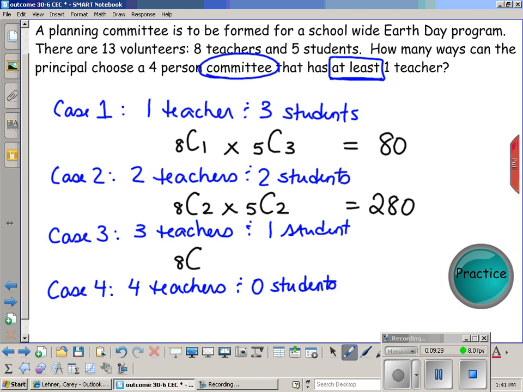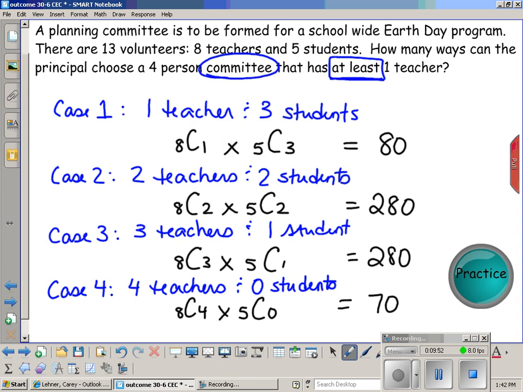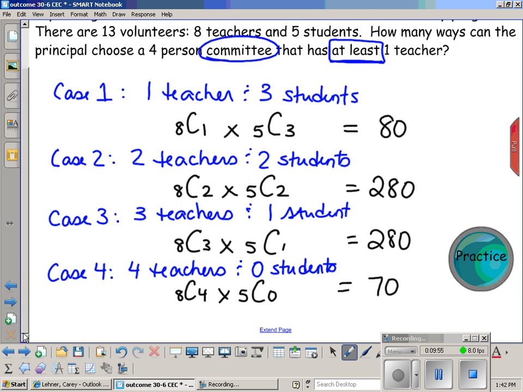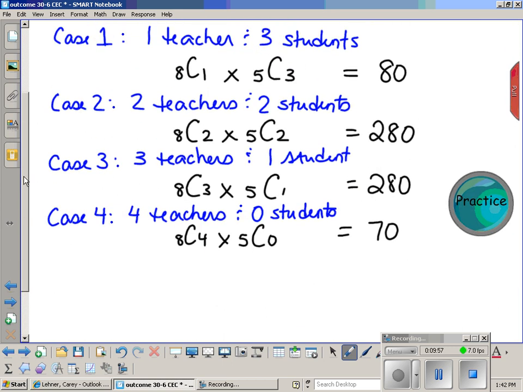3 teachers. So we've got 8 teachers to choose from. We're going to choose 3. We have 5 students. We're only going to choose 1. Gives us, again, 280 different combinations. 4 teachers. So 8 teachers to choose from. We're choosing 4. 5 students to choose from. We're choosing 0. There are 70 possible combinations. So now what we do is we add up all of our possible combinations here, and we get 710 different ways that this committee could be formed.